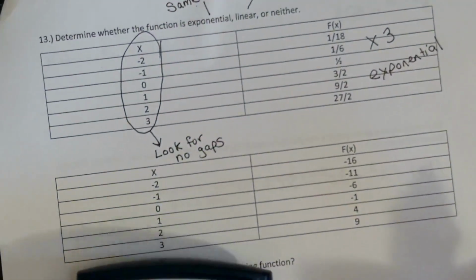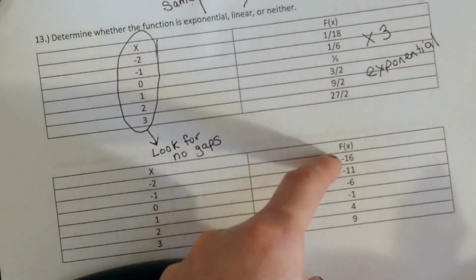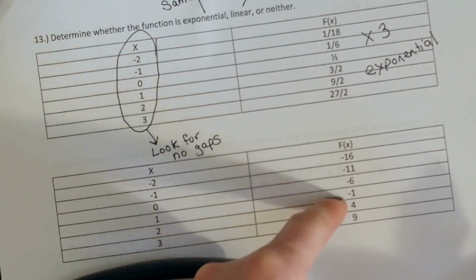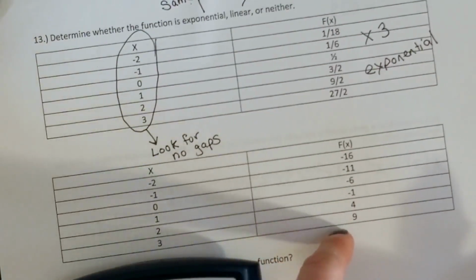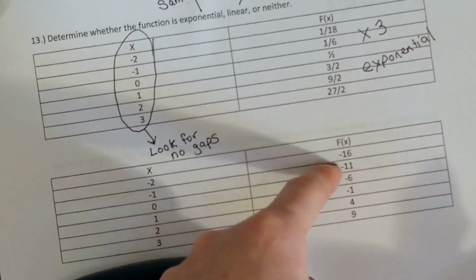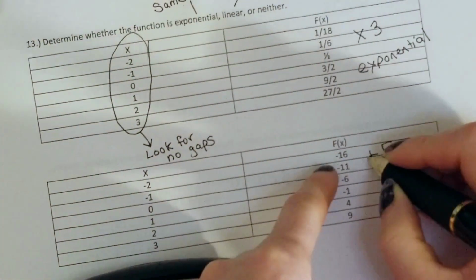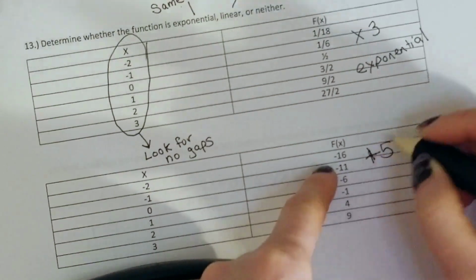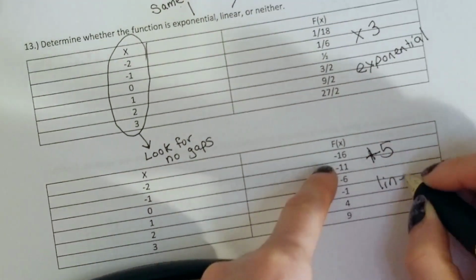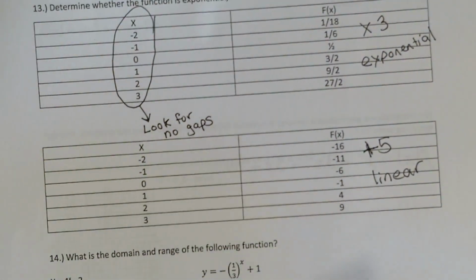All right, so the next one, look over here, there are no gaps. Negative 16, negative 11, negative 6, negative 1, 4, and 9. Well, to get from negative 16 to negative 11, we are adding 5 each time. So since we are adding 5, this is linear.